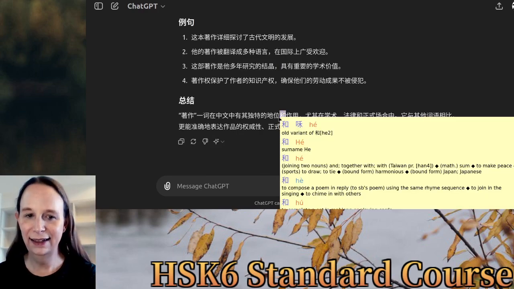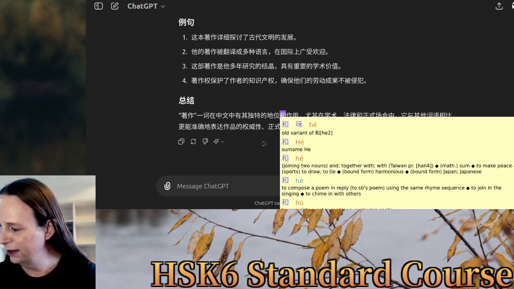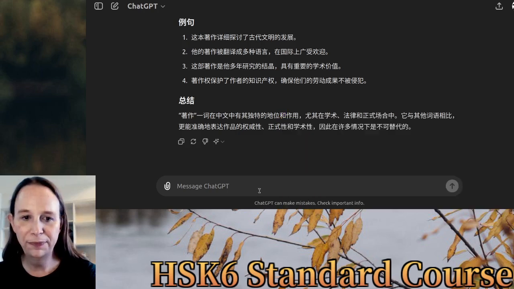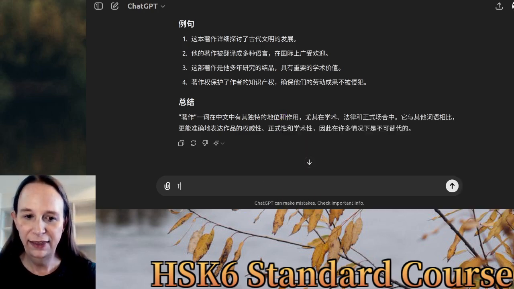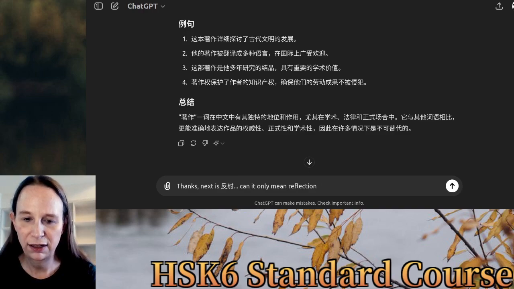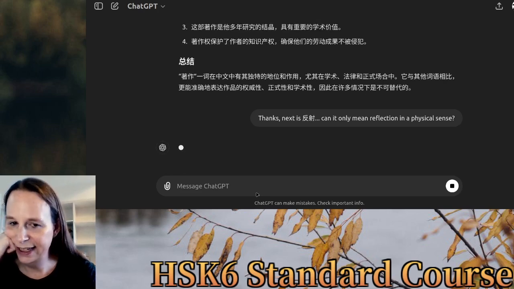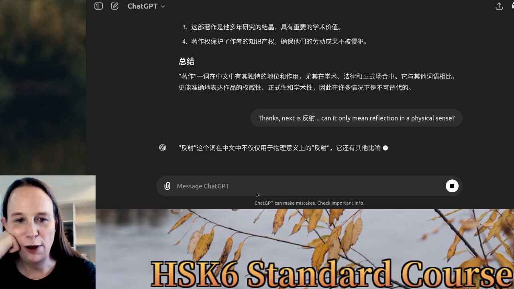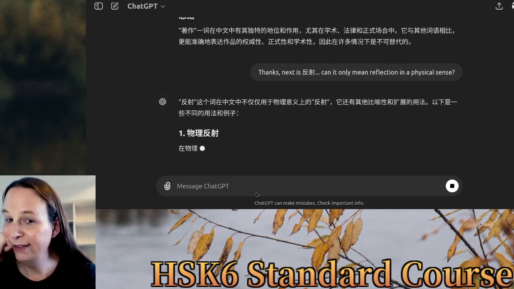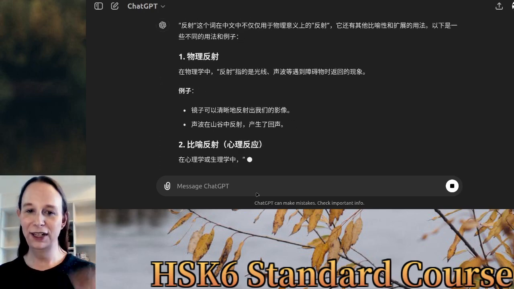Yeah, all right. What are we up to? Next is 反射. Can it only mean reflection in a physical sense? There's 反应. 反应 is reflection, like this novel reflects 1970s culture or something like this.